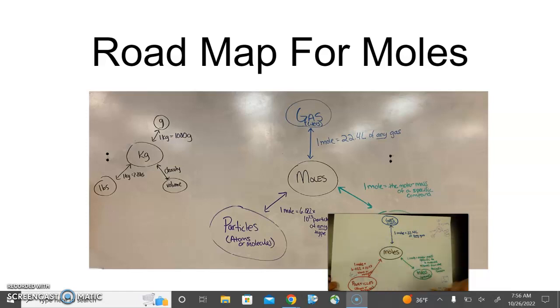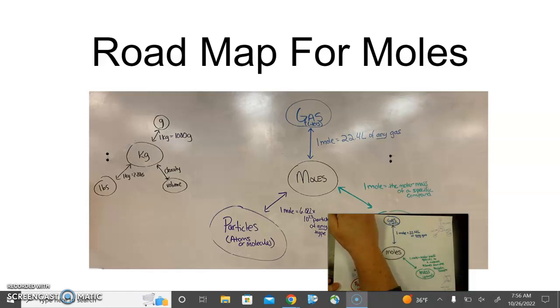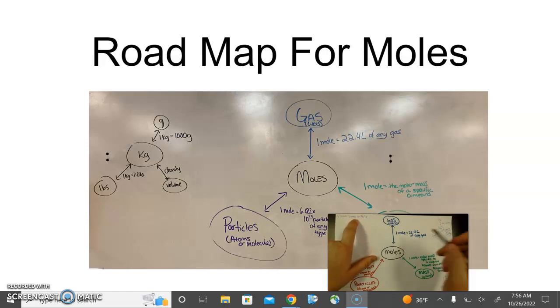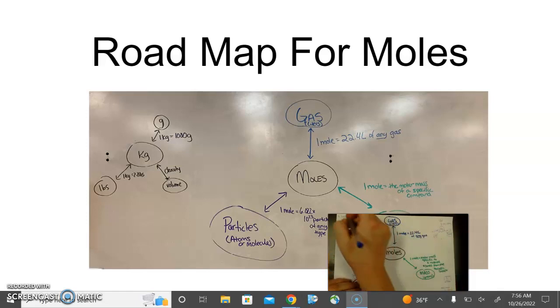So these are all currently just one-step dimensional analysis problems. And the problem I'm going to do is, if I have 5 moles of iron oxide, okay, that's not the best problem, but we'll work with it. If I have 5 moles of iron oxide, all right, how many liters of gas do I have?